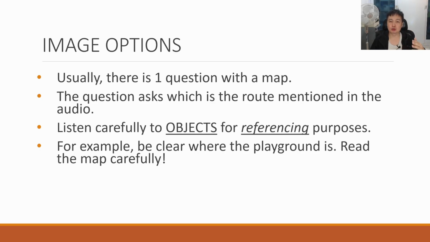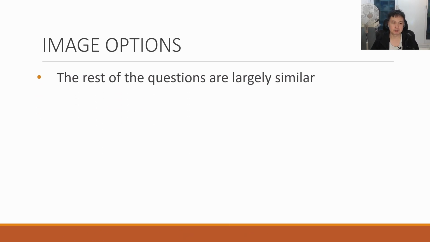For example, if you hear the playground, and the audio mentions that so-and-so is going to go to the playground first, you look at the map, where's the playground, and then maybe you write down a number, first, because he's going to go there first. So look at the map carefully to make sure that you can identify all the different points of reference, then select the correct route. Usually that's not a problem if you listen carefully to the audio.